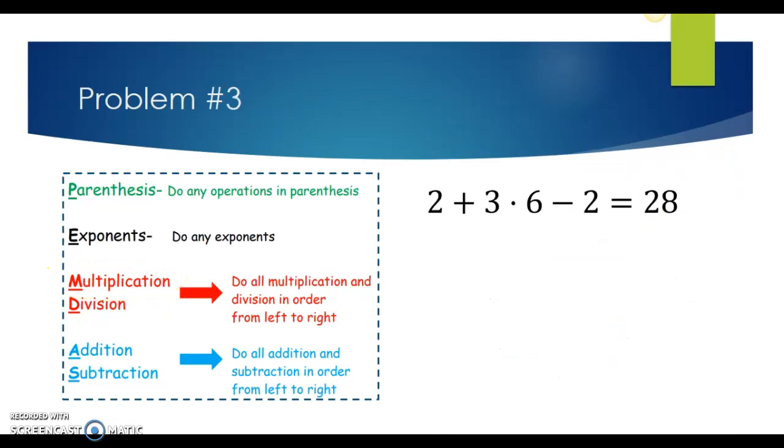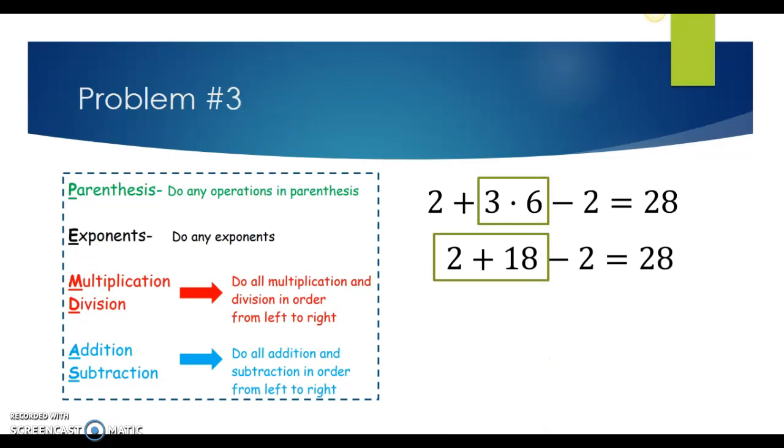In the last problem, I have to determine if the left side of the equation is equal to 28. There are no parentheses or exponents, so I perform multiplication and/or division in order from left to right. I have multiplication, so this becomes 2 plus 18 minus 2 equals 28. Now I work my addition and subtraction from left to right.